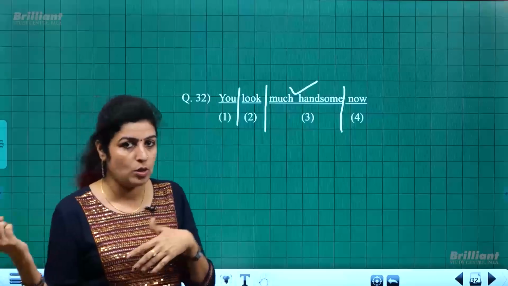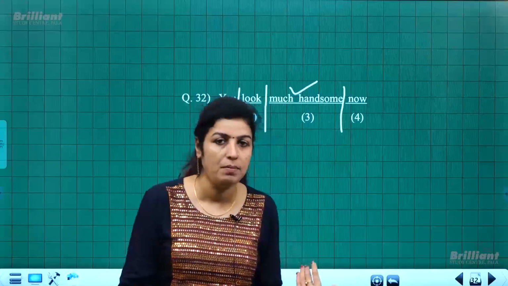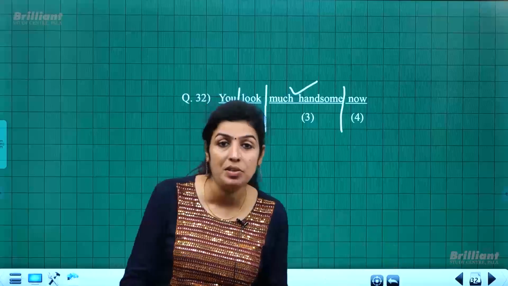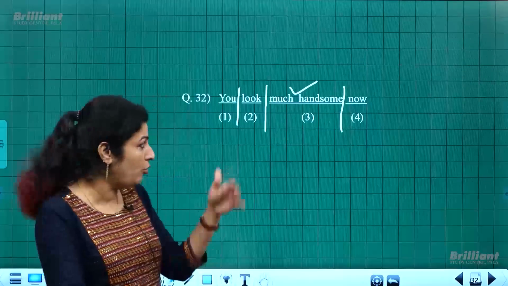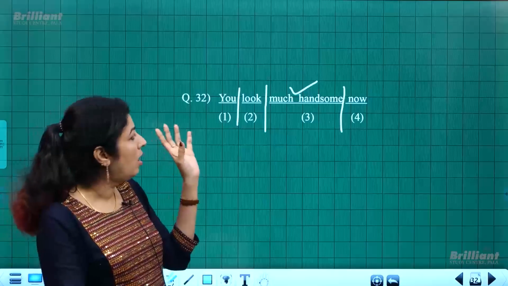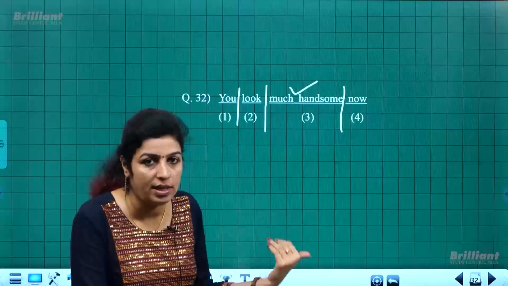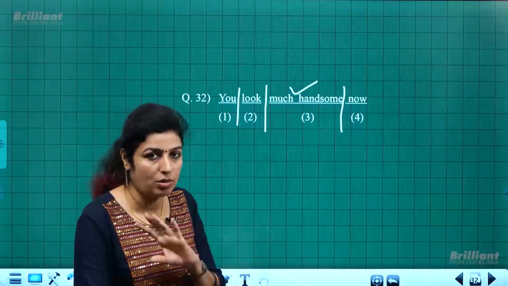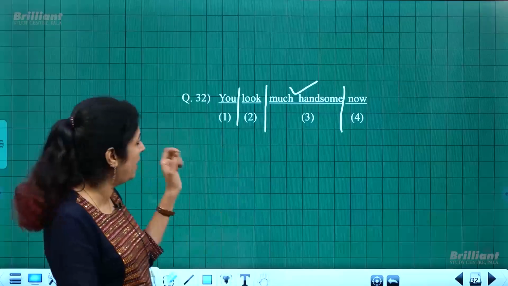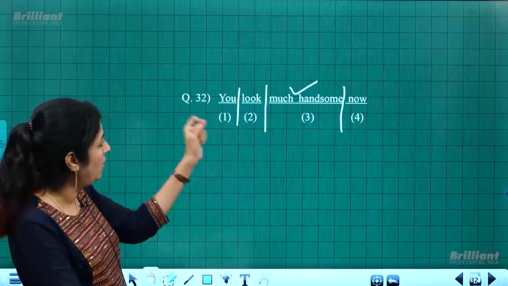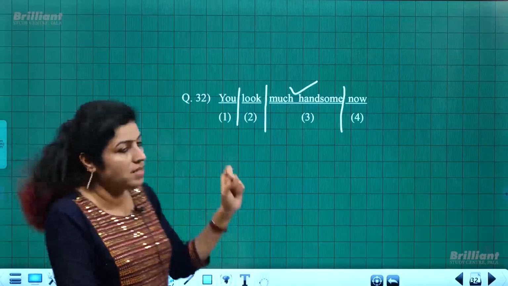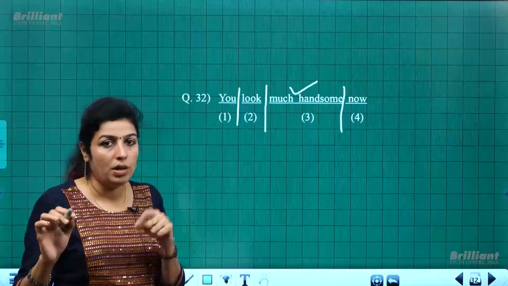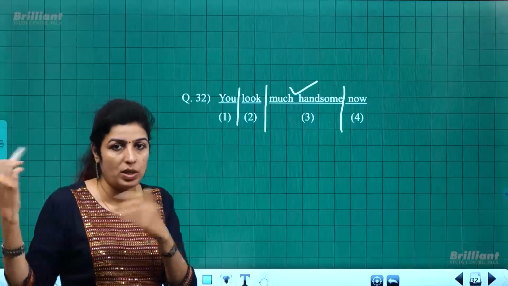in the past also, earlier also you were handsome, but now you have become more, that beauty has increased. But if you write or say you look much handsome now, that means you were ugly in the past and only now you look better. So that totally changes the meaning. So the correct option is the third one: you look more handsome now. Because with that word now, that's a clue given to you, which is a comparison with the past.